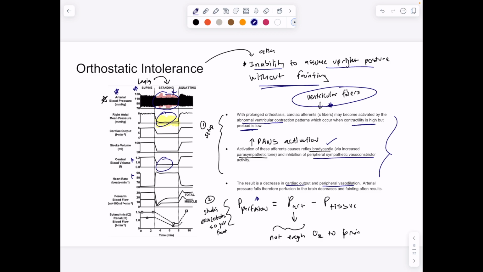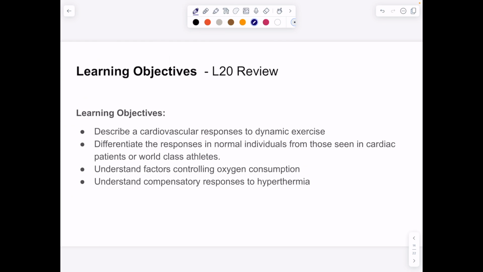As a result of less central blood volume, your arterial pressure goes down, and so if you stand up quickly after laying down for a long time, it's going to exacerbate all the problems derived from the increased PANS activation, this lowered perfusion pressure, and so you will not get enough oxygen to your brain and faint. That can happen. All right, so we're about hopefully a little bit more than halfway done.